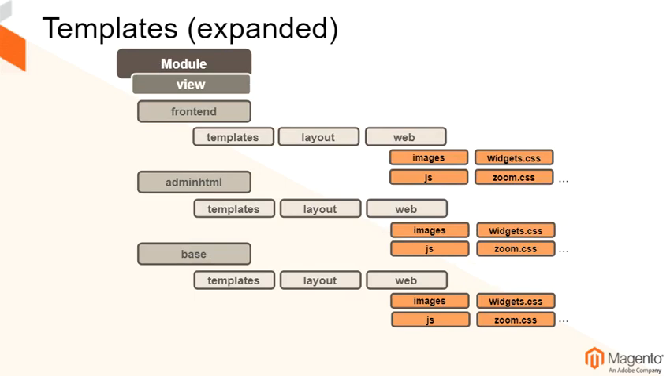Within the View folder are directories corresponding to design areas, namely Front-End, Admin HTML, and Base. They contain folders such as Templates, Layout, and Web. The template folders contain the .phtml files, layout folders contain layout files, and the web folders contain files that are requested by the browser directly, like CSS and JavaScript.